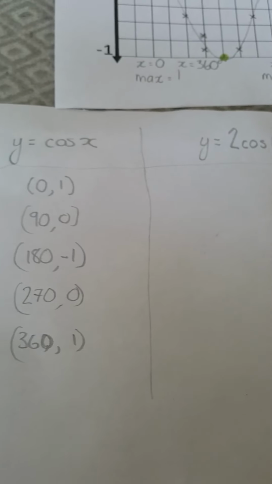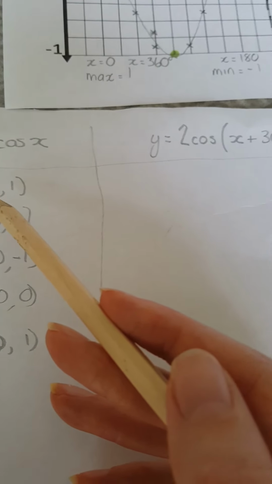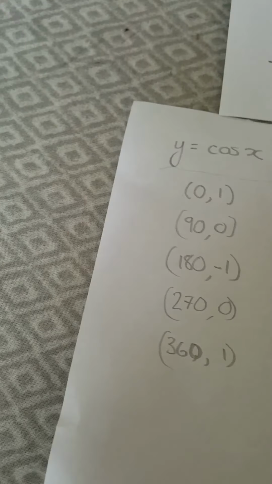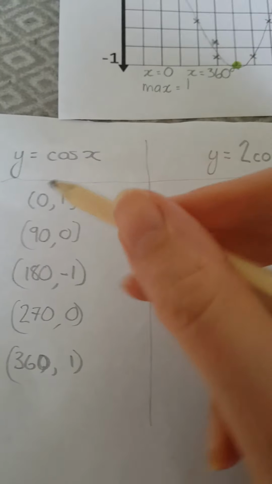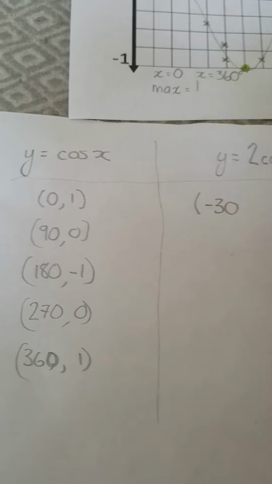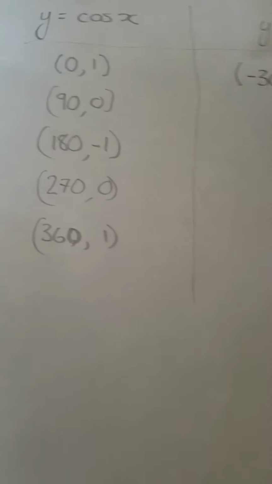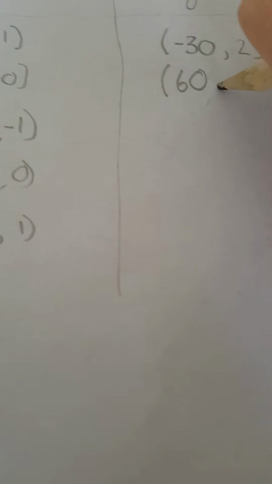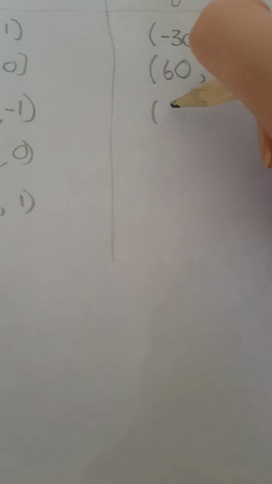Okay, so let's do that to each of the coordinates we've got here. So 0, 1, so the 0, that's the x coordinate, is going back 30 degrees, so that's going to be minus 30. Okay, minus 30. And the 1, that's the y coordinate getting stretched by 2, so that'll just become minus 30, 2. 90, 0, so 90 is moving back 30, which would be 60. And the 0 is getting times by 2, which still gives us 0. 180, minus 1, so 180 becomes 150. And minus 1 becomes minus 2 when we times it by 2.